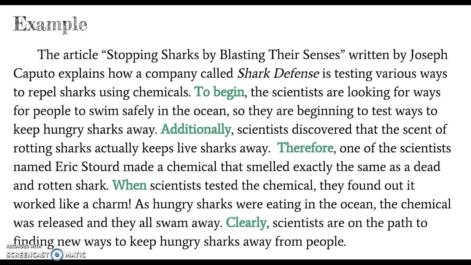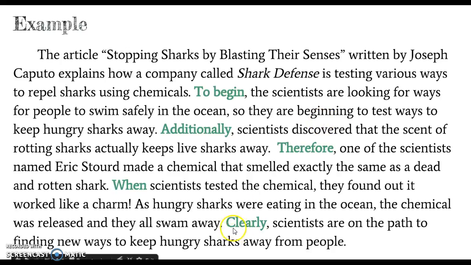Additionally, scientists discovered that the scent of rotting sharks actually keeps live sharks away. Therefore, one of the scientists, named Eric Stroud, made a chemical that smelled exactly the same as a dead and rotten shark. When scientists tested the chemical, they found out it worked like a charm. As hungry sharks were eating in the ocean, the chemical was released and they all swam away. Clearly, scientists are on the path to finding new ways to keep hungry sharks away from people.